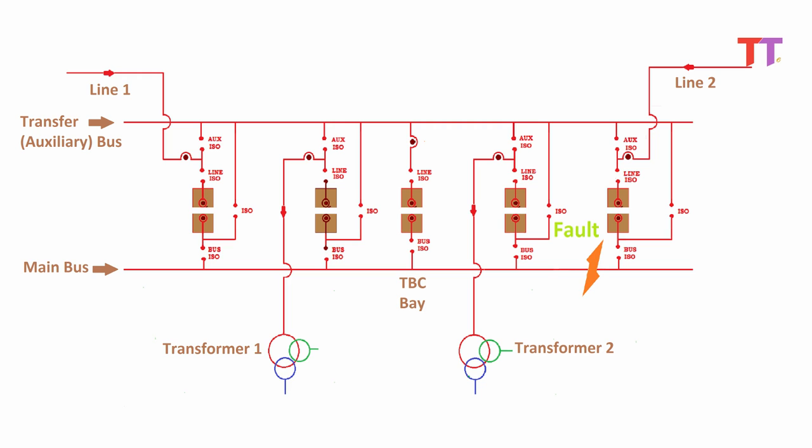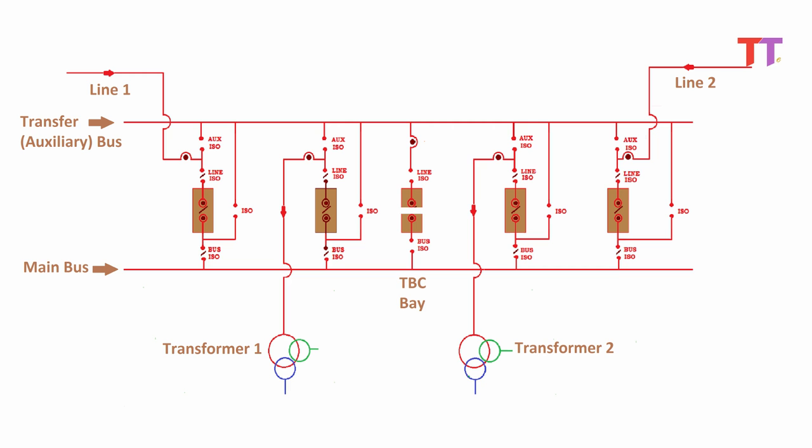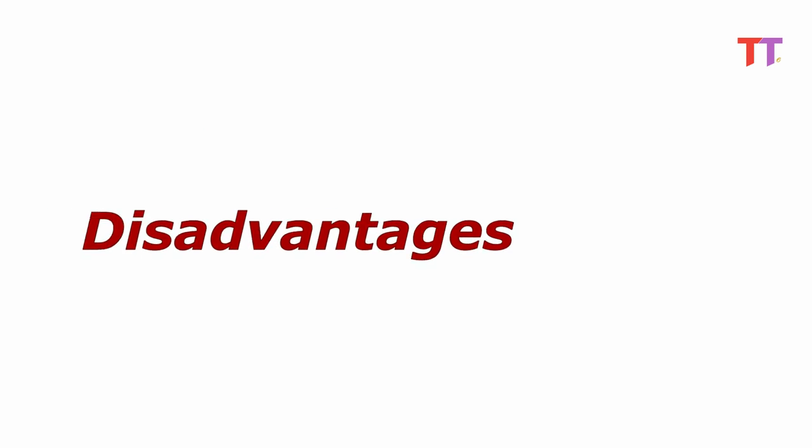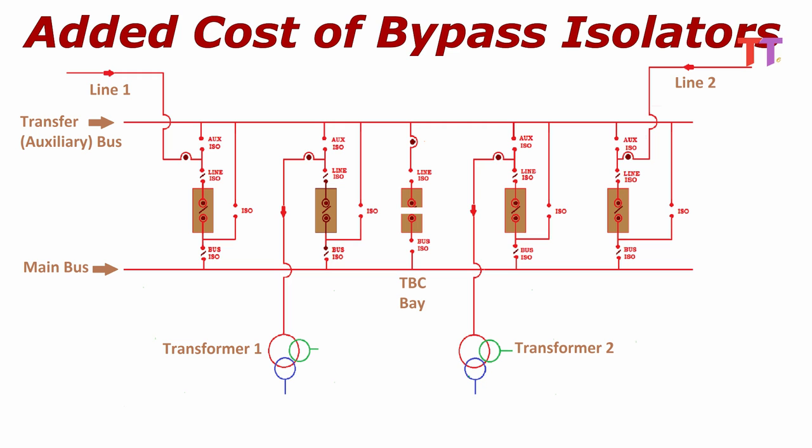Fault on bus interrupts the complete connected load, same as in the main and transfer bus system. Advantages. Generally main bus equipment are in constant service, whereas transfer bus equipment are taken in service only during maintenance of main bus equipment. But due to this arrangement, the role of main and transfer bus can be interchanged, and we can use equipment alternatively. This increases the lifespan of all the equipment altogether. Disadvantages. Cost of bypass isolator is added to capital cost.